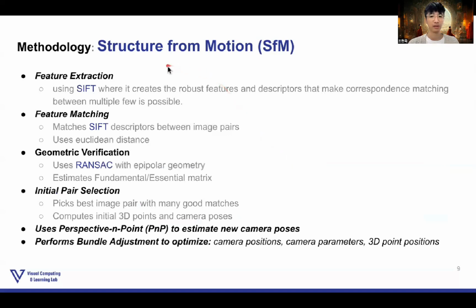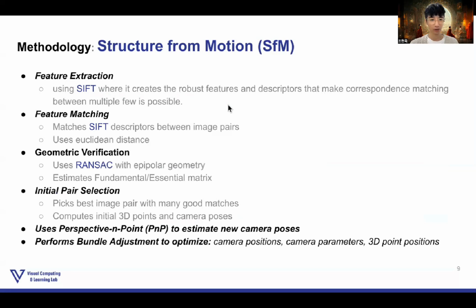So the way we do it, first, inside structure from motion, we do feature extraction using SIFT, where it creates robust features and descriptors. Basically, we do feature extraction on all of the images.